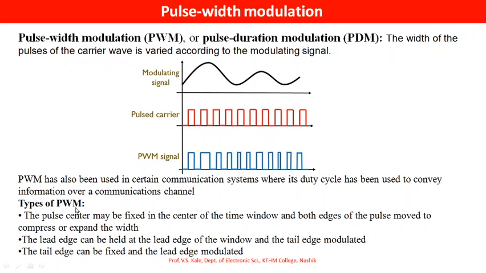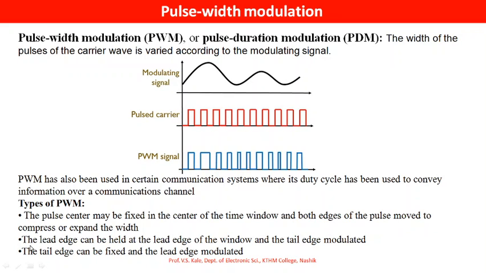There are 3 types of PWM. The first one is where the pulse center may be fixed in the center of the time window, and both edges of the pulse move to compress or expand the width. Here, the pulse carrier center is considered. According to that, as amplitude increases or decreases, the compression or expansion of the pulse is done with respect to the center.